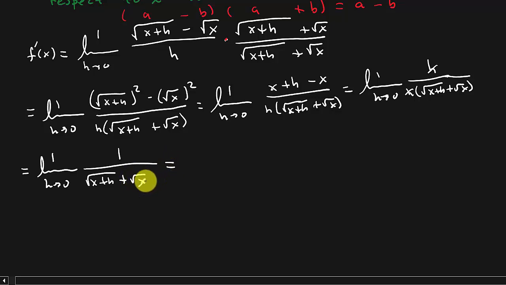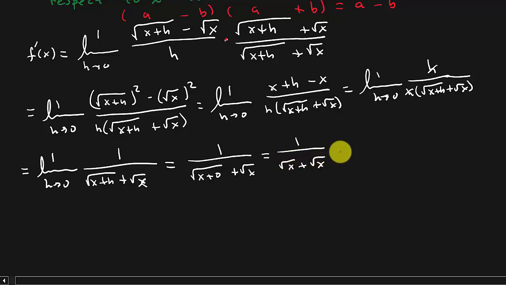And now we just plug the 0 in for h, so that's 1 over the square root of x plus 0 plus the square root of x, which is 1 over the square root of x plus the square root of x, which is 1 over 2 square roots of x. So I get the derivative f prime of x is equal to 1 over 2 square root of x.